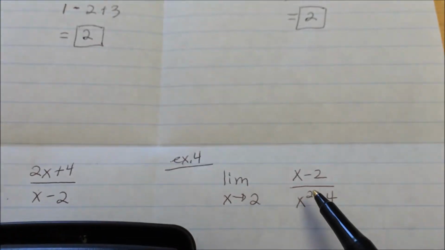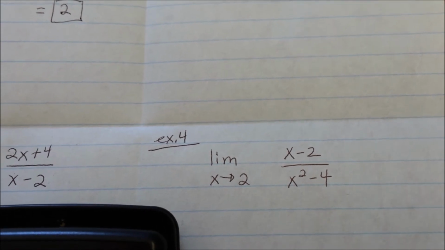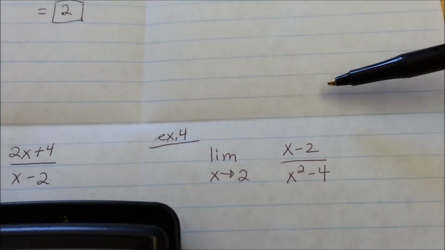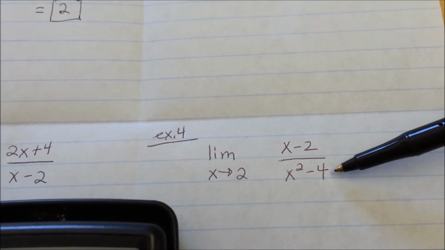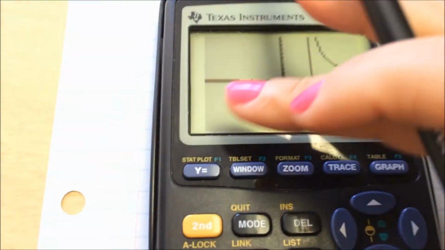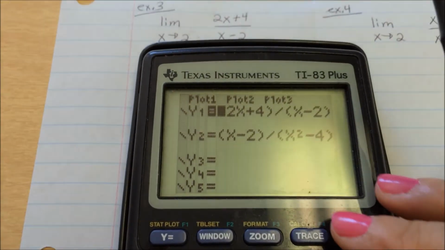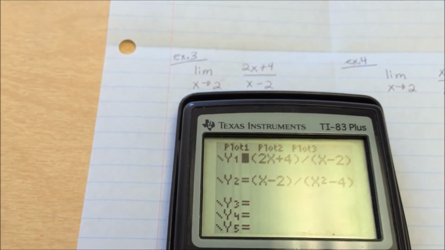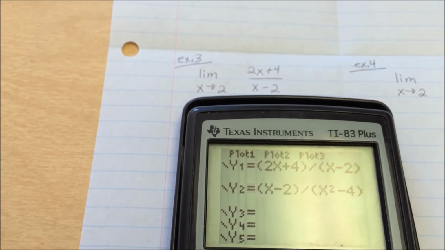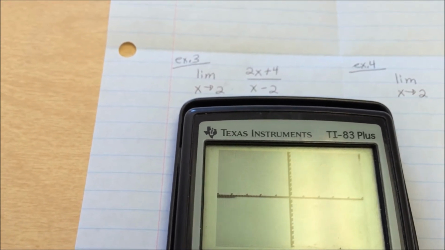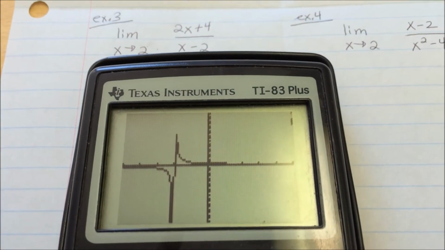Let's go ahead and try the next one. So the next one right there is the limit as x approaches 2 of x minus 2 all over x squared minus 4. So let's go ahead again, graph that out. I have that equation already graphed to save us time. But I'm going to turn off this graph and turn on the other graph. So let's see what that looks like. Okay, so something like that.